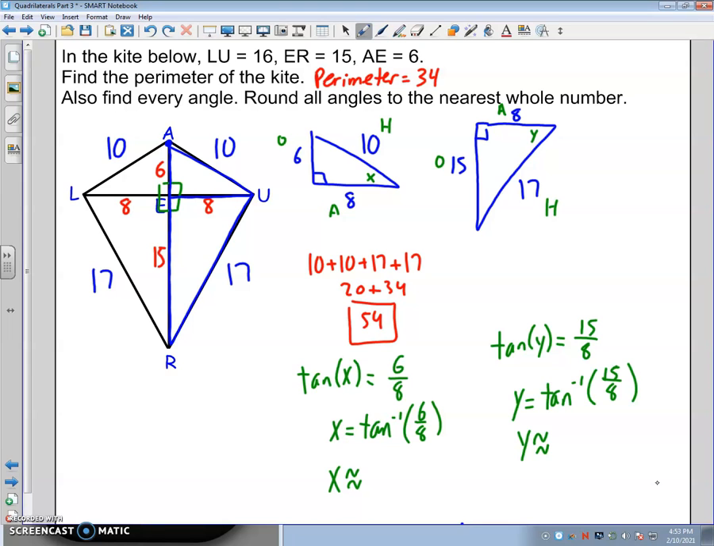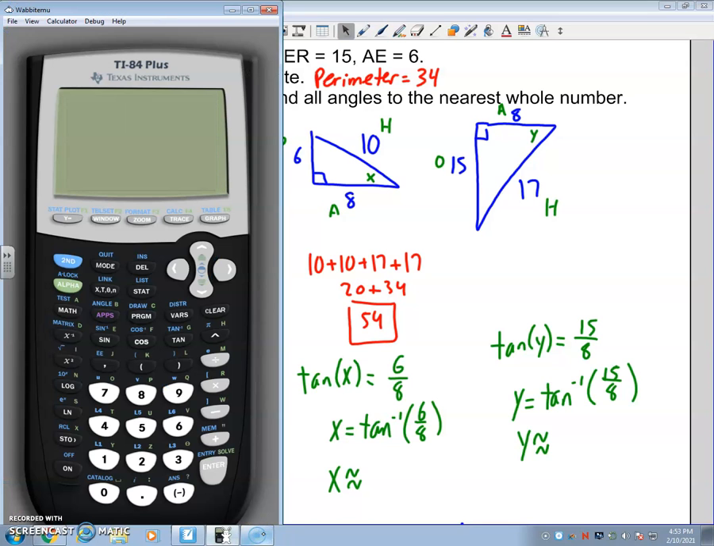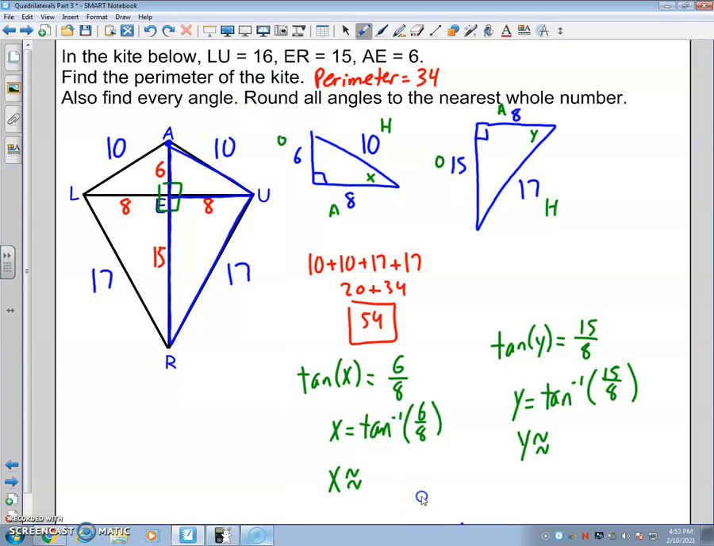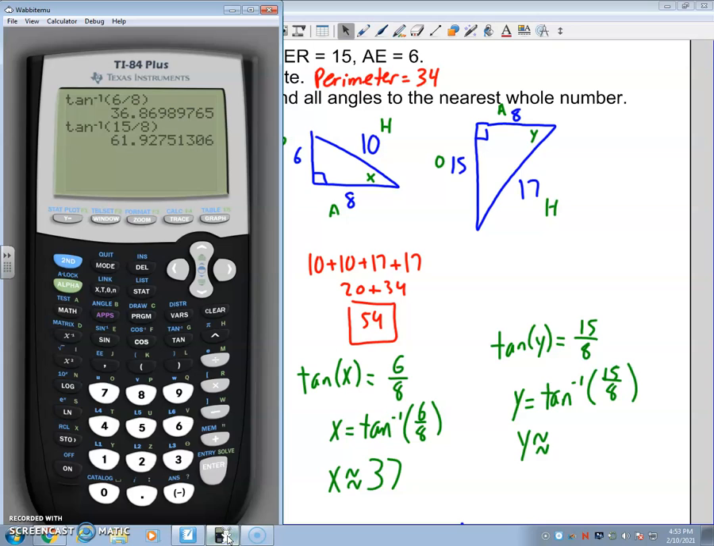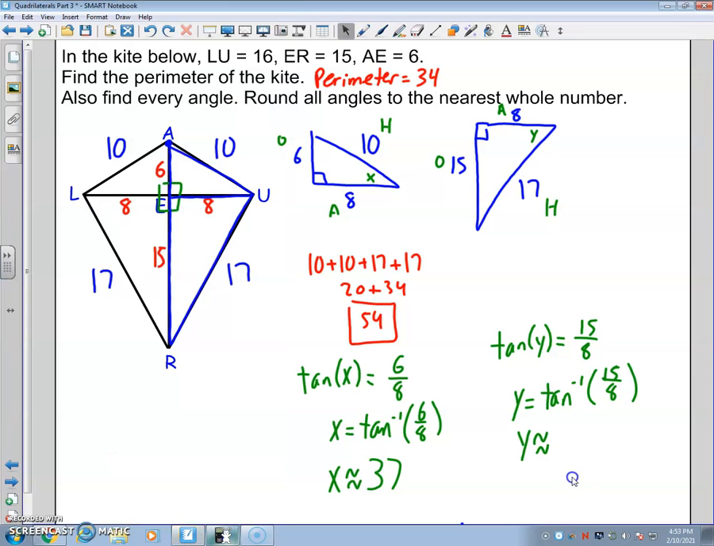Let's see. All right, inverse tan of 6 over 8 is 36.8. But that 0.8 bumps it to 37, so that's 37 degrees. And we're just rounding. And then the other one, arctan of 15 over 8, that's 61.9. That 0.9 does bump that 61 to 62.